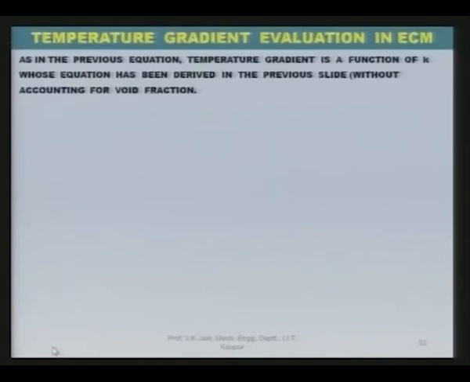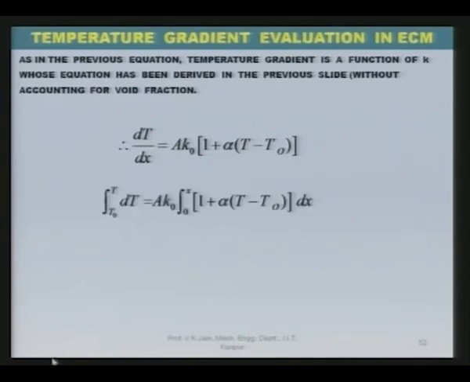Now, as in the previous equation, the temperature gradient is a function of K, that is the conductivity, whose equation has been derived in the previous slides without accounting for the void fraction. Later on we accounted for the void fraction also. So, this temperature gradient can now be represented in place of K. You can write down K0 multiplied by 1 plus alpha (T minus T0). So, this is the equation which can be used to calculate the temperature gradient.